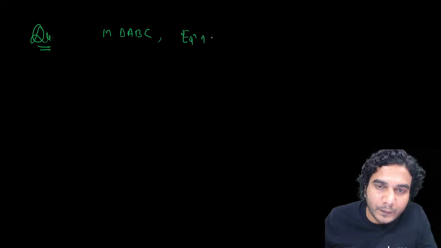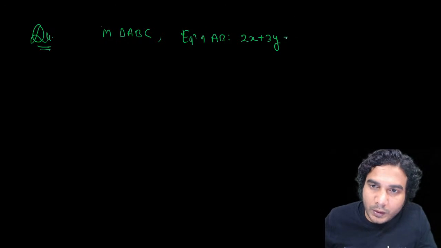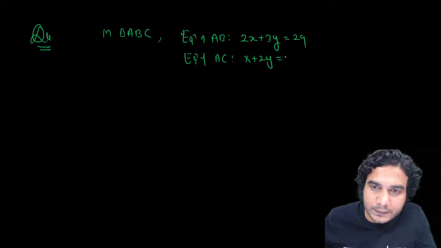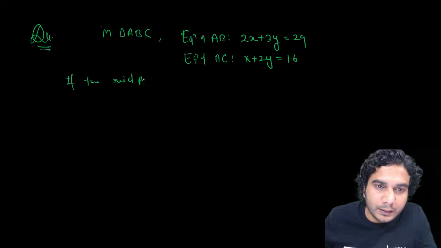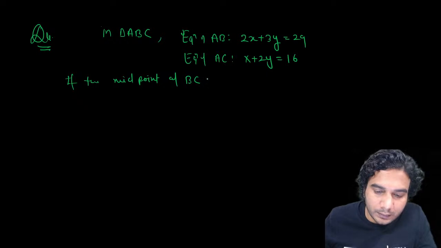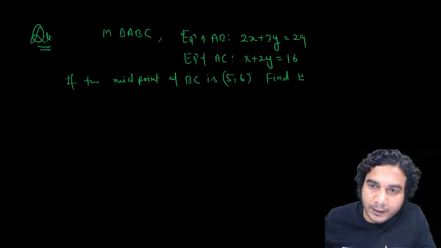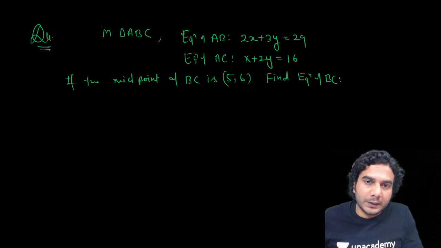So in a triangle ABC, equation of AB is 2x plus 3y is equal to 29, and equation of AC is x plus 2y is equal to 16. If the midpoint of BC is 5, 6, then find the equation of BC. Now this is again a very good question.